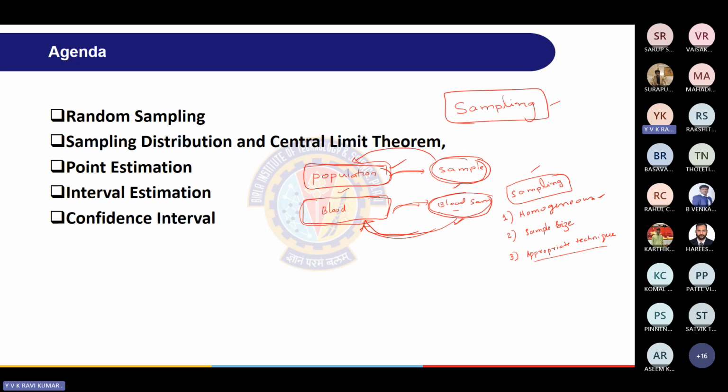Next is, what are the types of sampling? In general, there are many types, and we won't get into all of them. We'll look at the sampling techniques that are very important and useful for us when we work with data. One is, I think many times our friends mentioned random sampling, right? What is meant by random sampling?